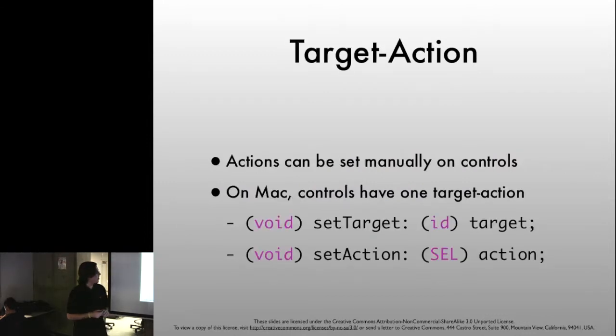So, like I said, you can manually set actions on the controls, again using Interface Builder, and you'll see how to do this. You just use Control Drag to attach them. There are also methods on all these controls: setTarget and setAction. Basically, the target is: when something happens to this control, who do I send a message to? And then the action is: when I want to send a message, what message do I send?